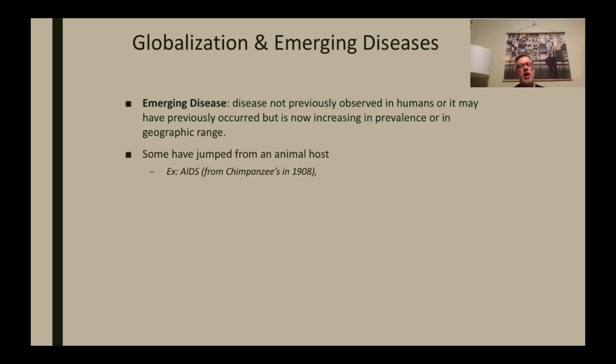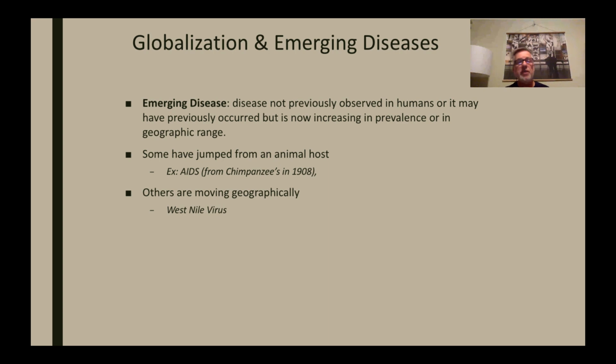One is diseases that have jumped from an animal host. For example, HIV, AIDS. The best guess is it jumped from chimpanzees to humans in about 1908. And contrary to myth, it did not occur because of sex between humans and apes, but rather because of the bushmeat trade, where people who killed primates for the purpose of eating them butchered them and got exposed to simian immunodeficiency virus.